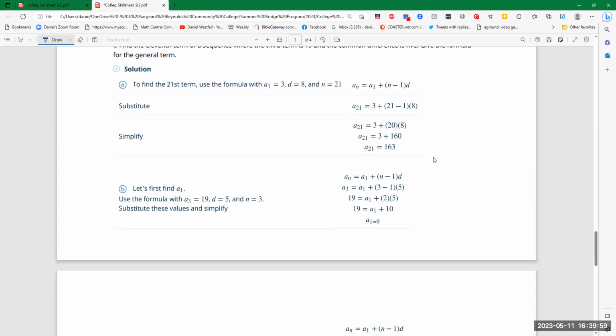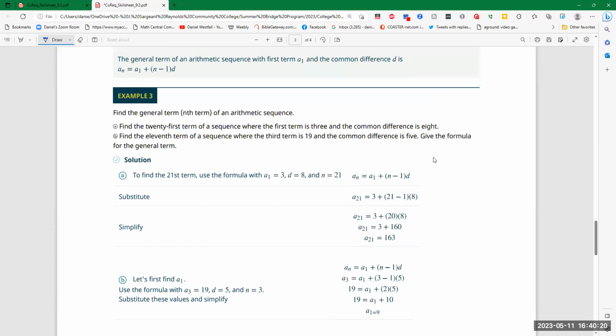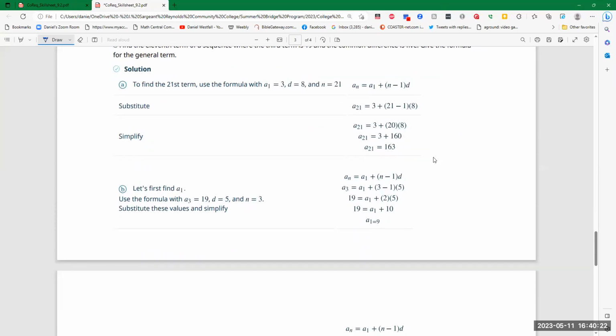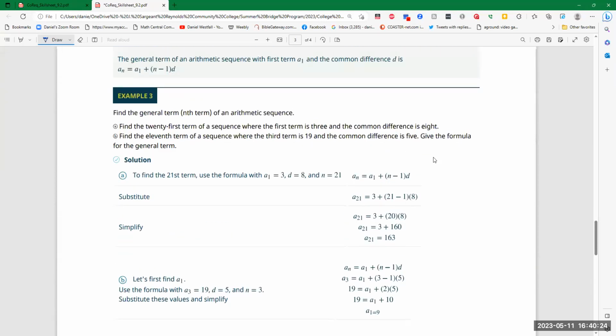So let's go ahead now with another example. We are given that the third term in the sequence is 19, and the common difference is 5, and we want to find the 11th term.